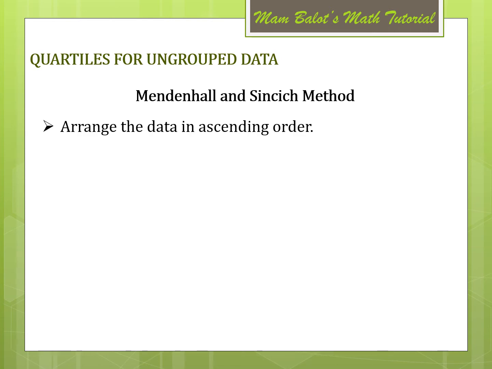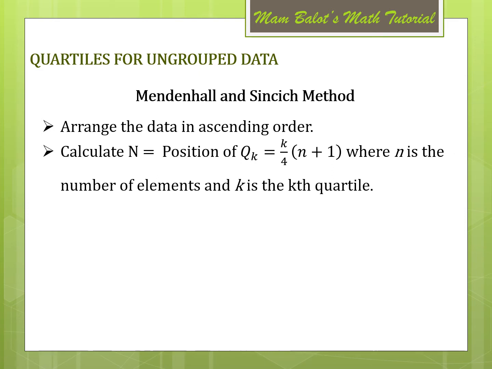Now, how do we compute the quartiles for ungrouped data? Here, we will be using the Mendenhall and Sincich method. The steps are: first, arrange the data in ascending order. Then calculate n, the position of the kth quartile, or Q sub k, which has the formula k over 4 times (n plus 1), where n is the number of elements and k is the kth quartile. The next step is to round the result to the nearest integer.